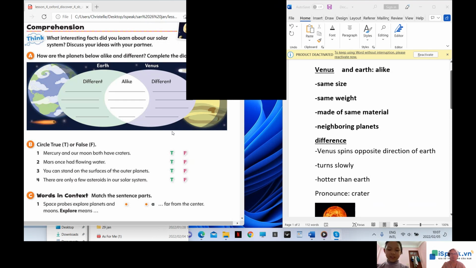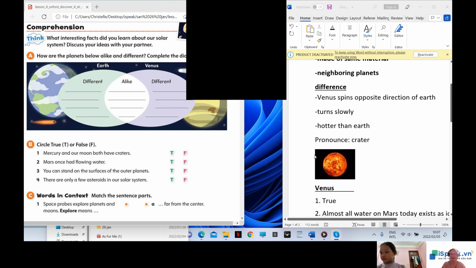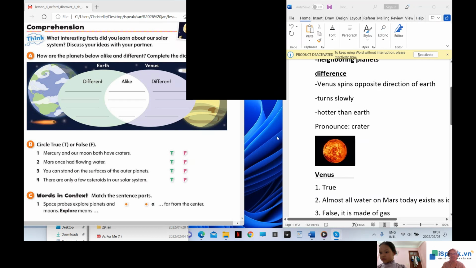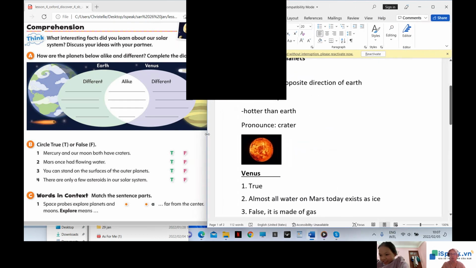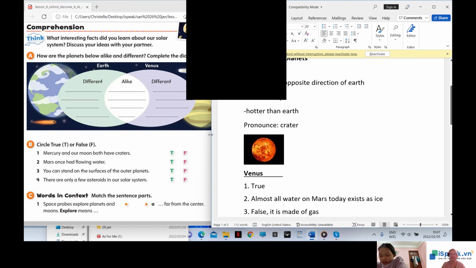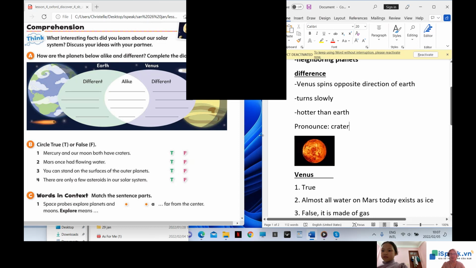Mars once had flowing water. What do you think? True or false? True. False. Is that your final answer? False. Let's see. Oh, number 2, what did they say? Almost all water on Mars today exists as ice. So it is false. Yeah, today it's just ice.